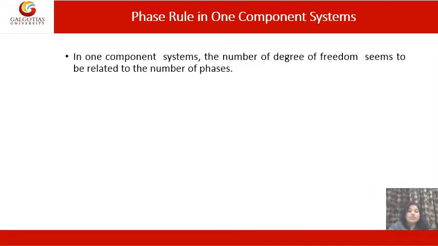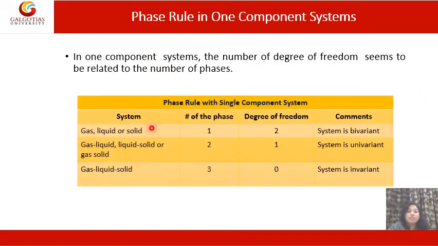Now let us discuss one component system. In one component system, the number of degree of freedom seems to be related to the number of phases, which can be easily represented by this table. This table represents the system that is gas, liquid or solid, having the number of phases 1, degree of freedom is 2, so the system is bivariant.